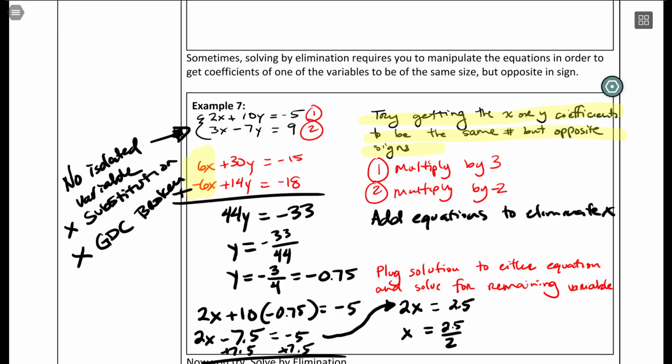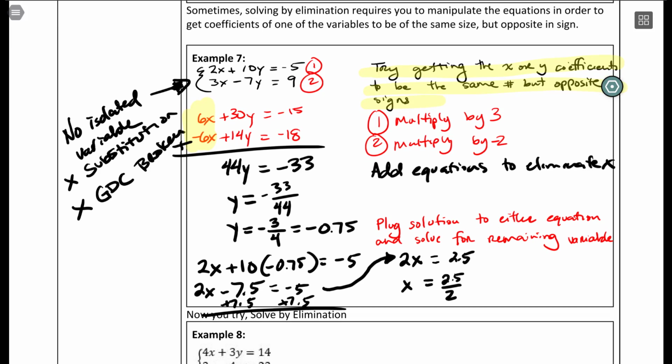Well, we don't like mixed fractions like this where we have a decimal and an integer. If we're using fractions, use whole numbers. If we're using decimals, don't use fractions. So let's simplify this. Just go ahead and divide it. 2.5 cut in half is 1.25, and that's my solution for x. So now I have my solution for x, and I have my solution for y.